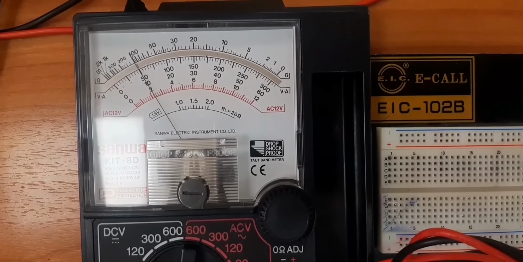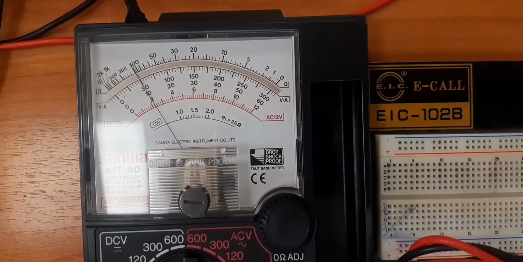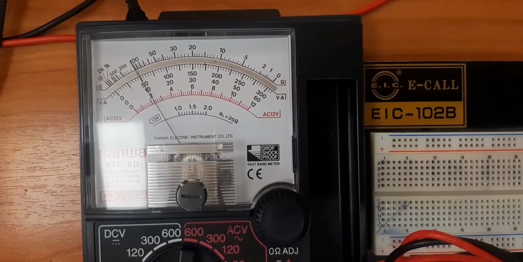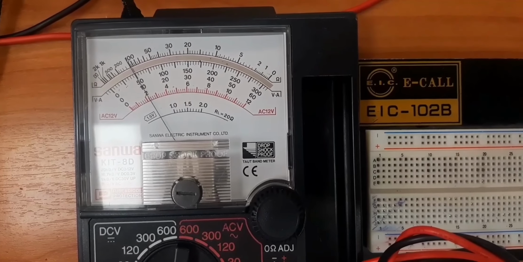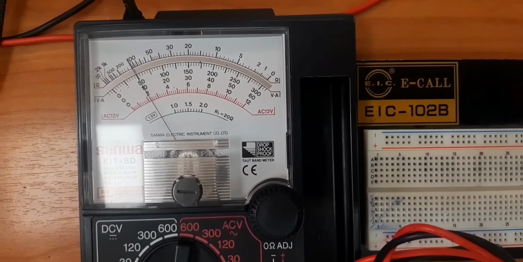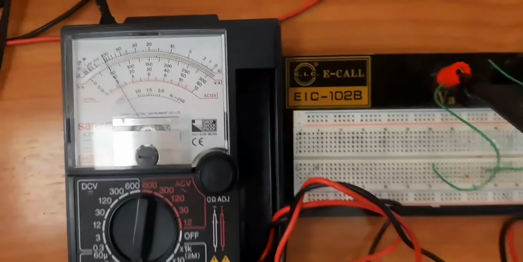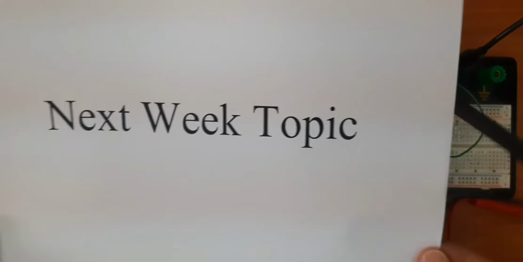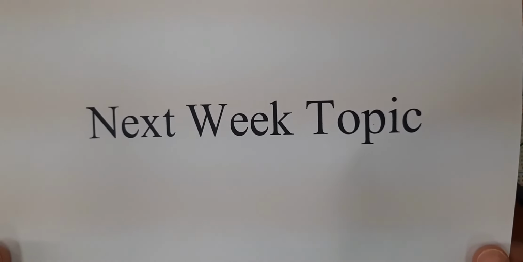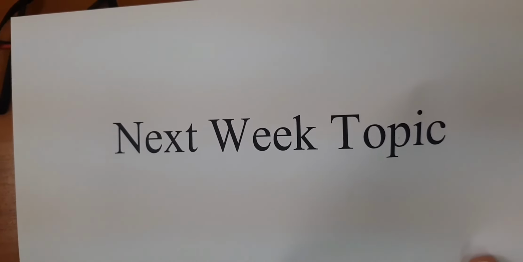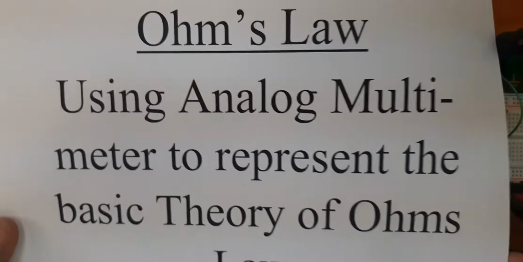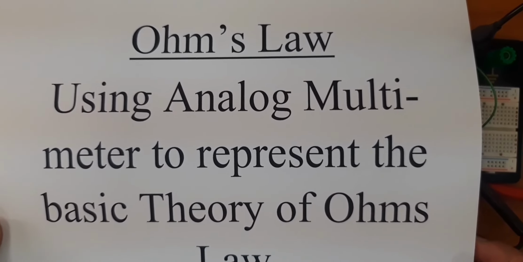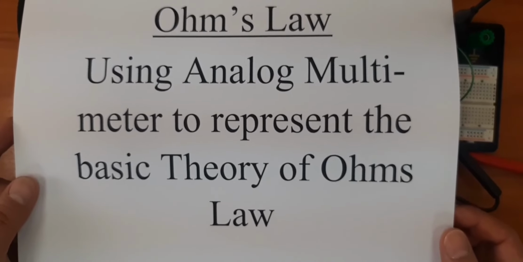That is how you're going to use this analog multimeter to measure current, or using this analog multimeter as a DC ammeter. Next week, the topic is Ohm's law, using analog multimeter to represent the basic theory of Ohm's law.